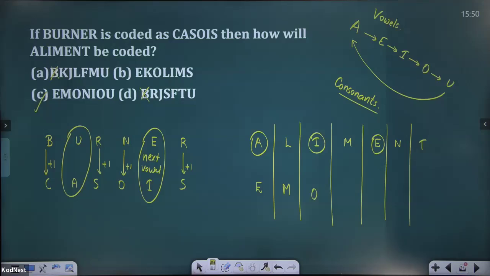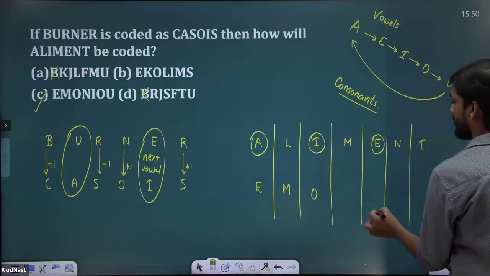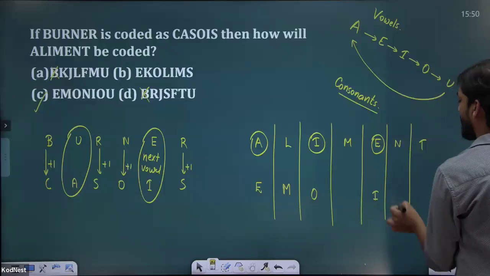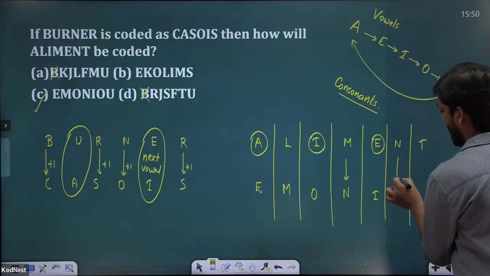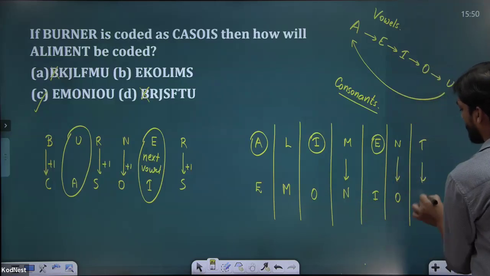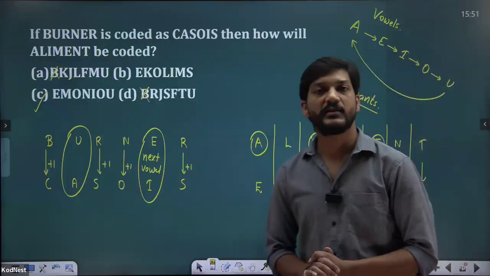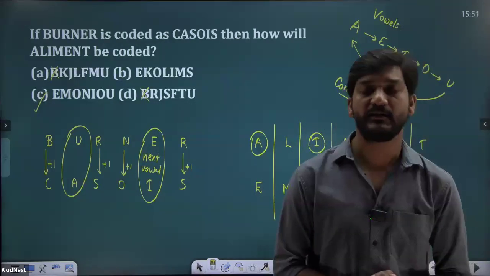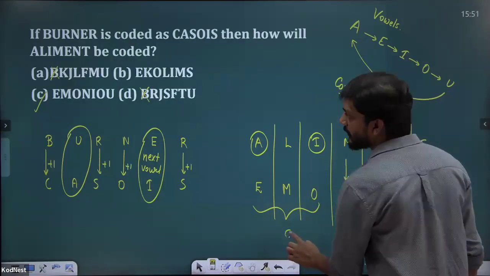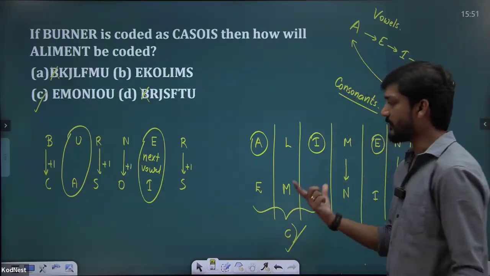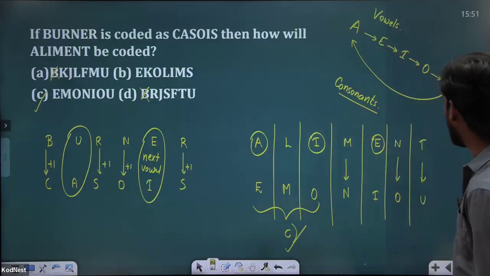Carefully see, please. I can find the rest of the part also, no issues. E, so next will be I, N, J, K, L, M, N, N, O, and T, U. Okay. So for vowel, it is the next vowel. For consonant, it is the next consonant. Just with this, I can say that C option is the right option. Okay. Now next, carefully see, please.